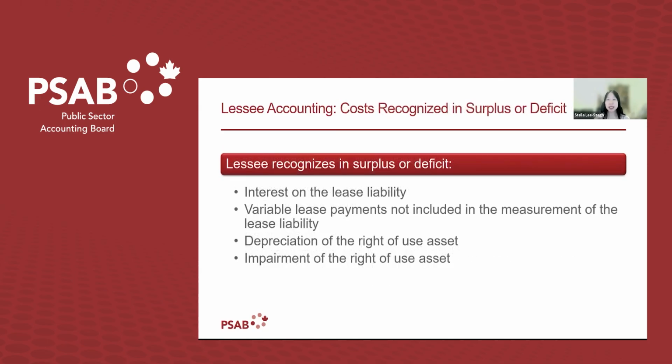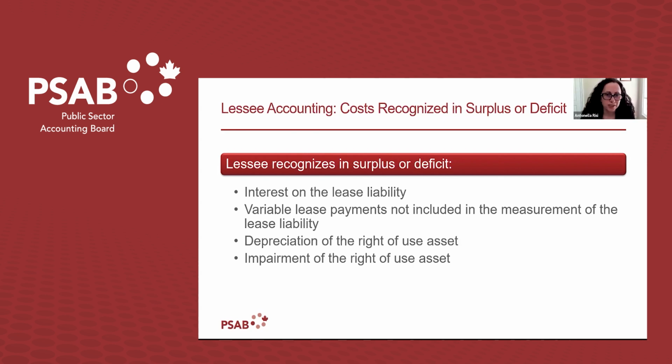After the commencement date, a lessee recognizes in surplus or deficit each of the following. First, we have interest on the lease liability. Second, we have the variable lease payments that are not included in the measurement of the lease liability in the period. These are the ones that do not depend on index or rate, such as payments based on revenue or profit sharing, and payments for use of the asset above a specified threshold. Next, we have depreciation on the right of use asset. And finally, we have impairment of the right of use asset. In some circumstances, other IPSAS may permit some or all of these costs to be included in the cost of another asset rather than being recognized as an expense.